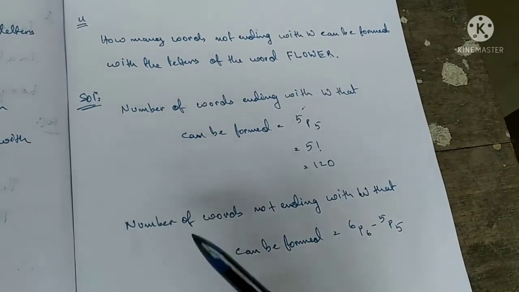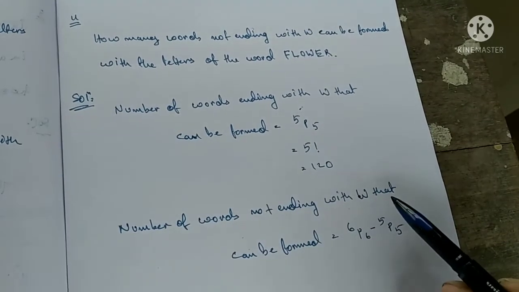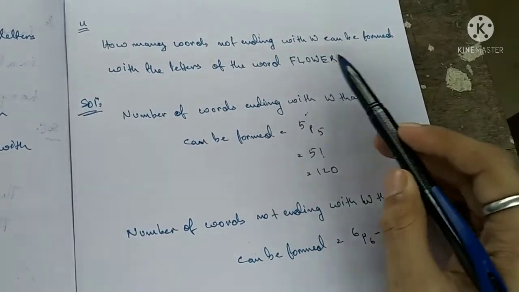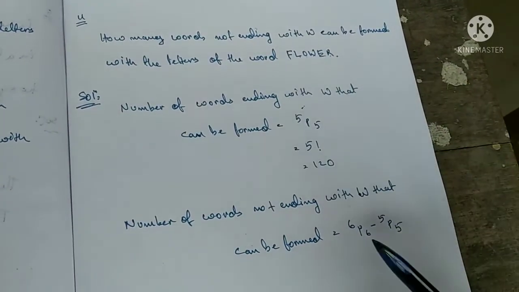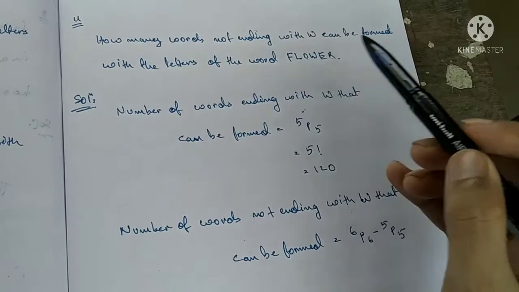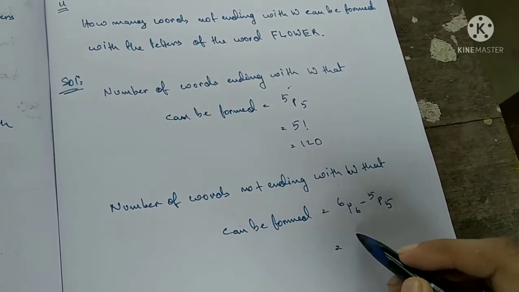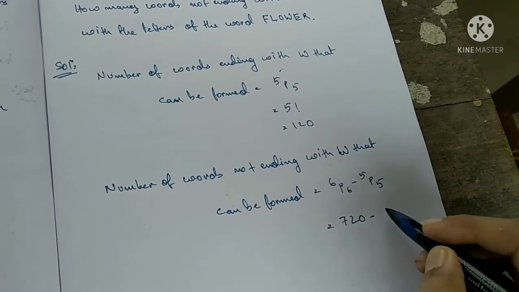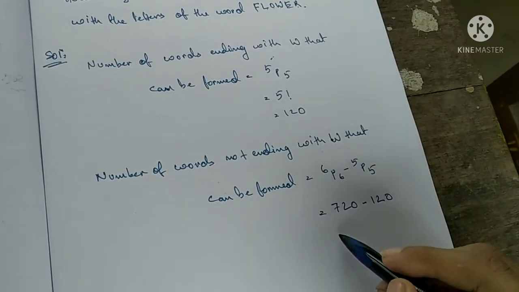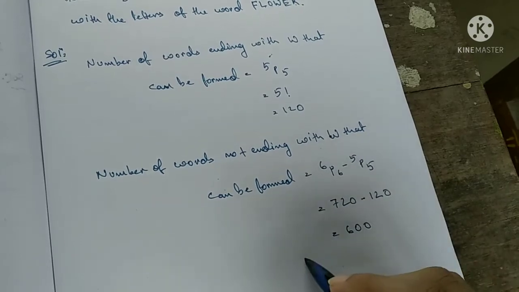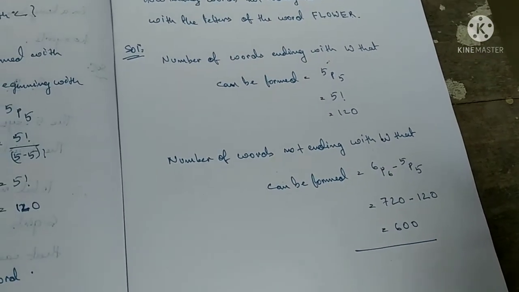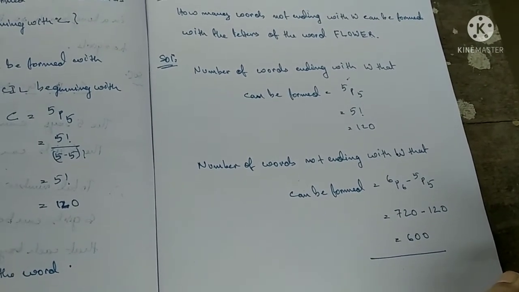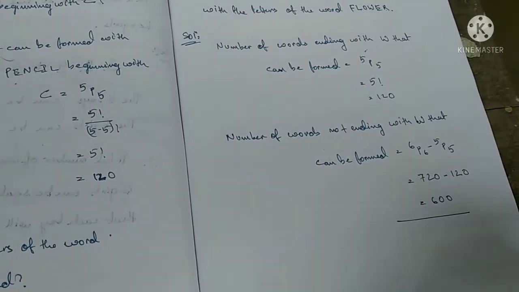Now, this is the number of words not ending with W. It will be equal to the total number of ways the letters of the word flower can be arranged minus the number of words ending with W. So 6P6, if I solve it, I will get 720, minus 5P5, which is 120, which ultimately gives me 600. This is my answer. Understand?